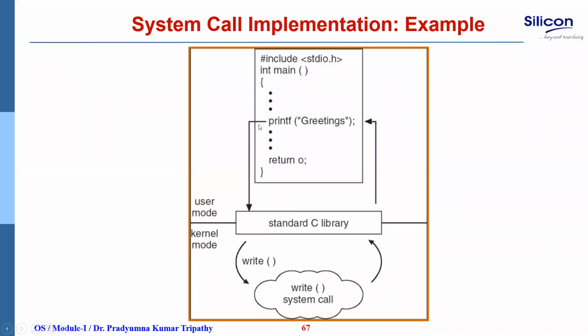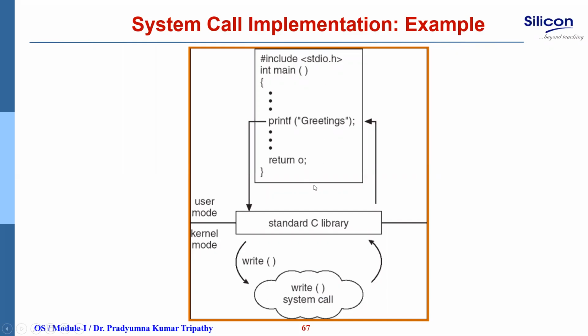So suppose this is the command printf statement over here. This has to go to the standard C library where the API is being implemented. And it knows that the write function is to be called because it has to write on the VDU. Write function is called, so the write system call will be called. So is it understood what I am saying?